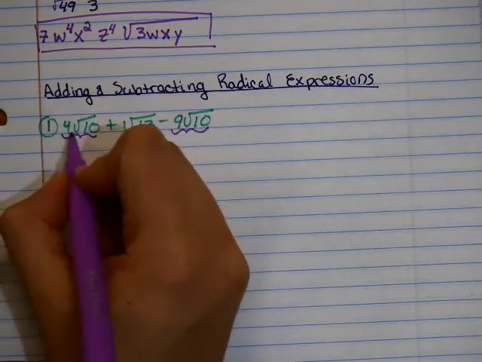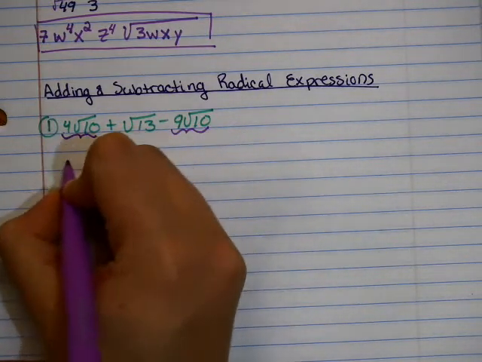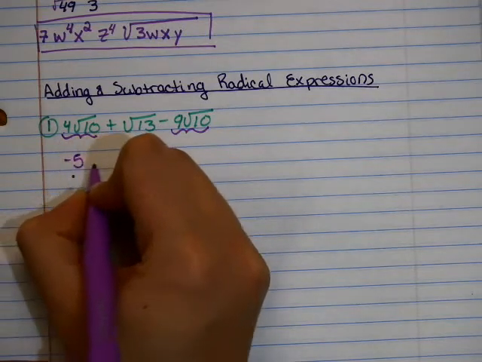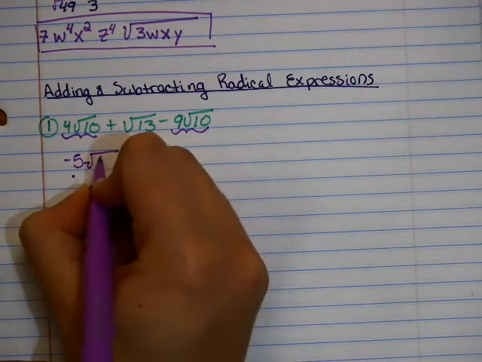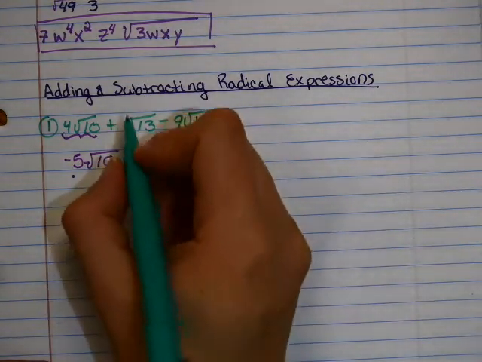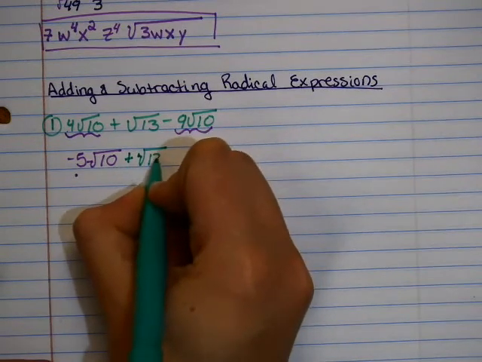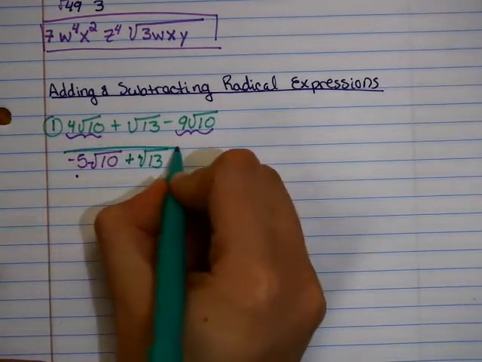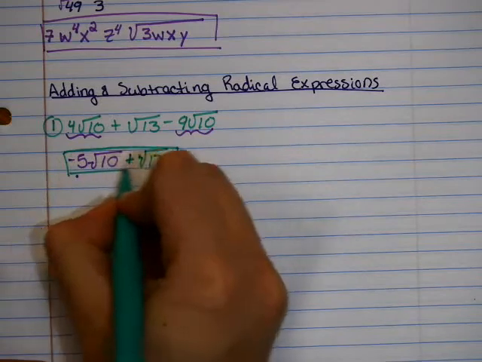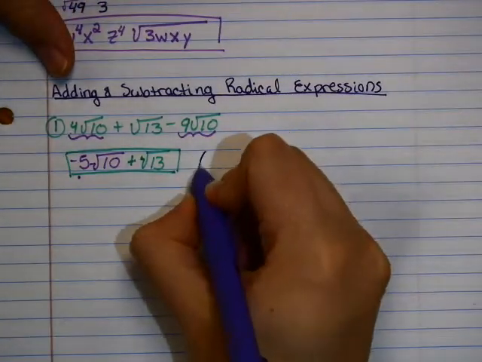So look at your coefficient. 4 minus 9 is a negative 5. So I have negative 5 square roots of 10. And I don't have any other square roots of 13, so I'm just going to write plus square root of 13. Okay, so this, you guys, is what we call an exact answer.